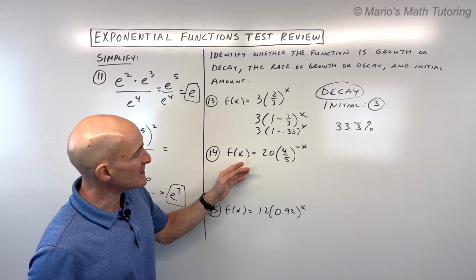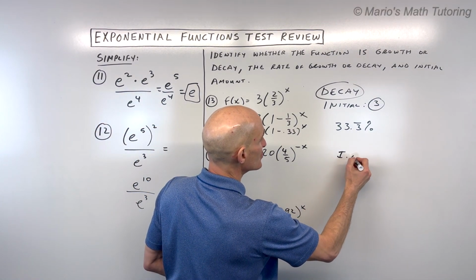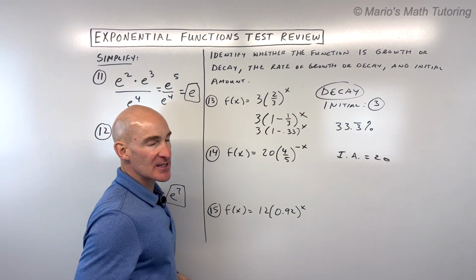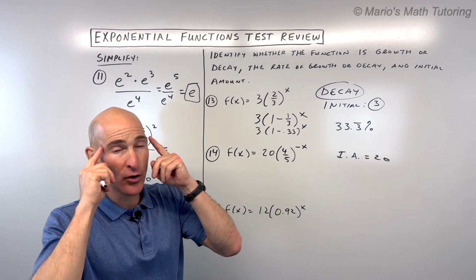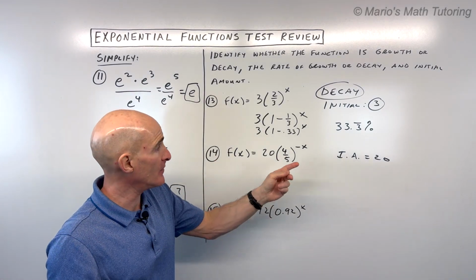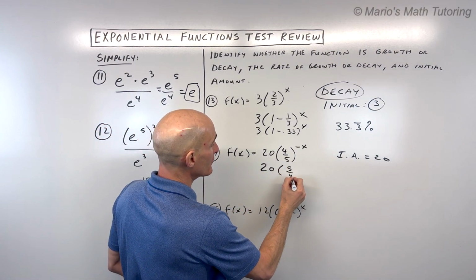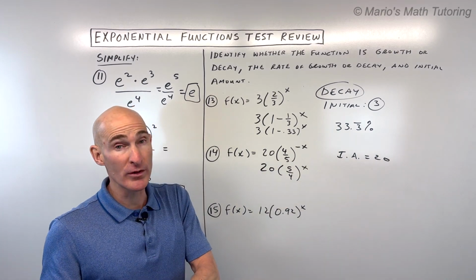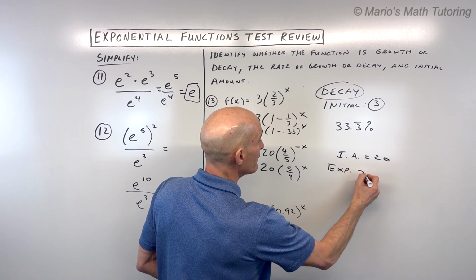Now for number 14, you can see that our initial amount is 20. I'll just write that down here. So initial amount, 20. Now notice this negative exponent. It's a little confusing because we see the 4/5, we might think, oh, that's less than 1, that's exponential decay. But we know the negative exponent tells us to take the reciprocal of the base. Now you can see this is 5/4, that's more than 1. That means this is actually an exponential growth function.